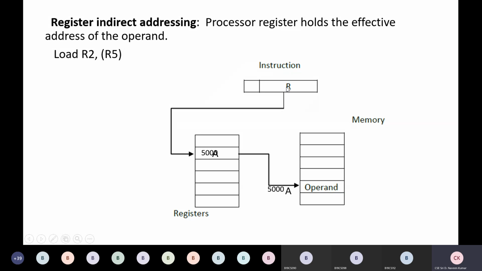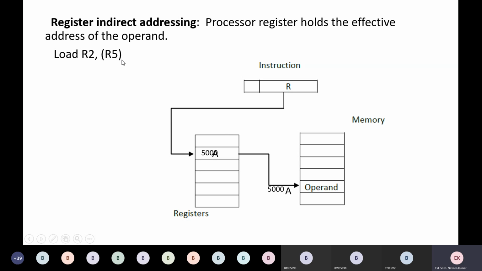So this, for example, sorry. If we say R5, so R5 will be pointing to processor register R5. This is the R5 register and it consists of 5000. Maybe we have R0, R1, R2 at the top. So maybe this one is the R5 register.